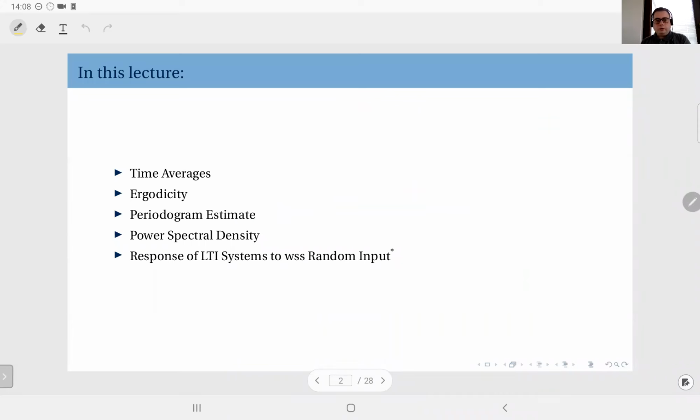This week, we are talking about time averages of random processes and ergodicity. And then we will talk about spectral analysis. We will define the periodogram estimate of a random process. And based on this, we will define power spectral density. We will look at the properties of the power spectral density. And finally, we will talk about response of LTI systems to wide sense stationary random signals or random processes.